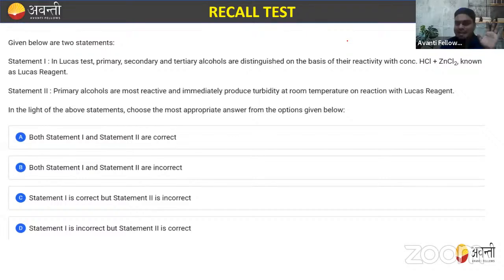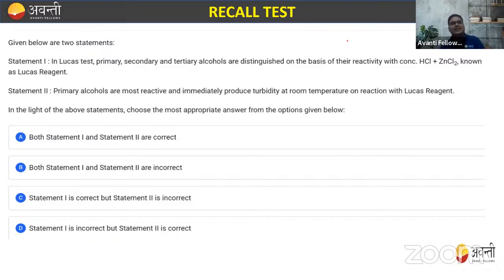Is statement one correct? स्टेटमेंट वन करेक्ट है क्या? सब बताओ जल्दी से फटाफट. And what is statement two? Primary alcohols are most reactive and immediately produce turbidity at room temperature on reaction with the Lucas reagent. In light of the above statements, choose the most appropriate answer from the options given below. Yes, I'm waiting for a reply, all. सभी को रिप्लाई करना है, सभी को अपने अपने आंसर्स बताने हैं, because we did the Lucas test well with the explanation as well, right?